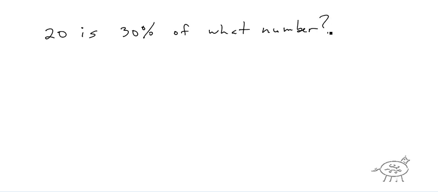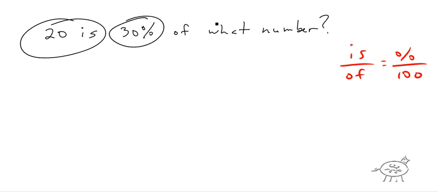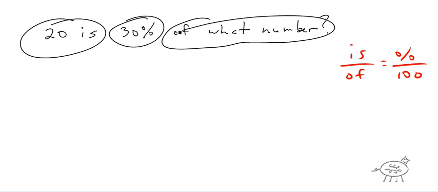Okay, so let's do the last kind of problem here. If I said 20 is 30% of what number? Okay, so that's different now. I'm trying to figure out what that number is. 20 is 30% of some other number. So here, let me write the formula out here again. Is over of equals percent over 100. Okay, so we're going to fill it in here. 20 is 30% of what number? So that's what we're looking for, of what?